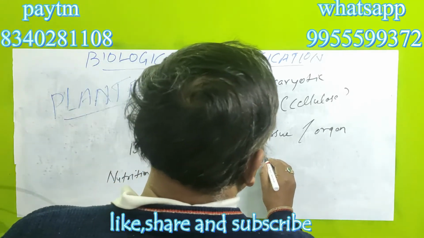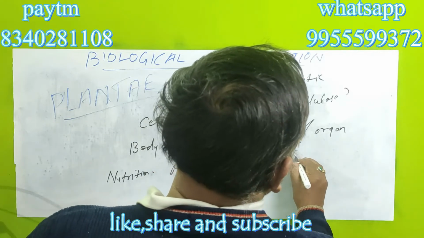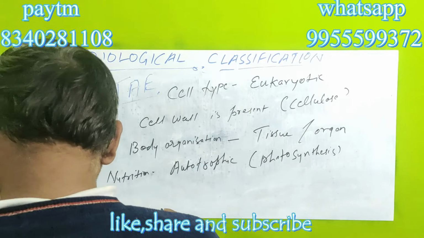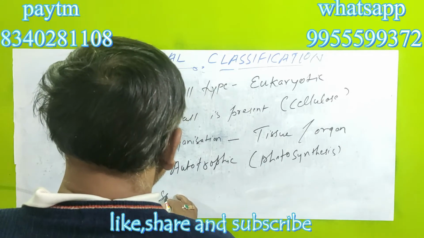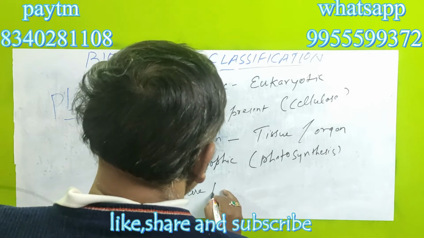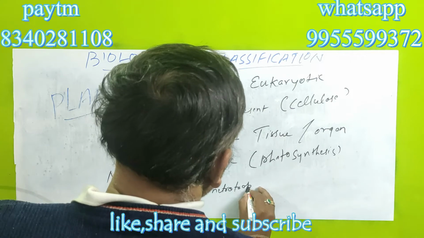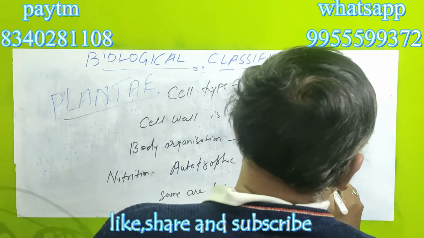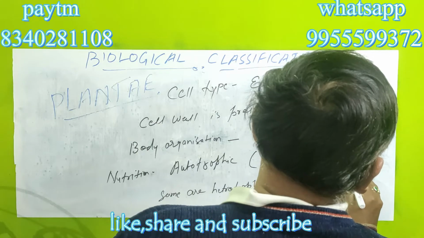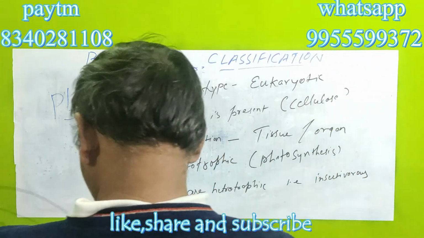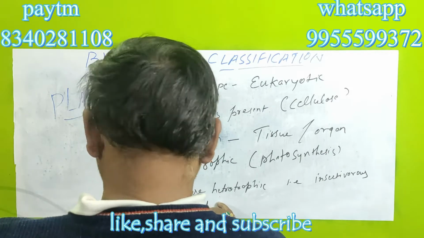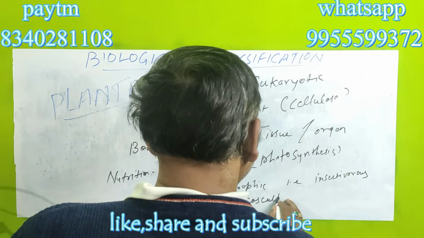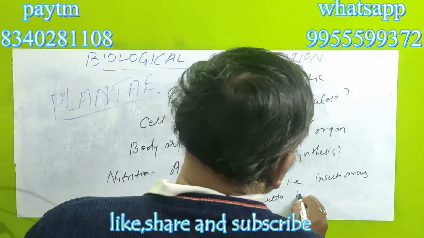That is, it can make its own food with the help of photosynthesis. But in this, some are heterotrophic, that is insectivorous plants and Cuscuta. That is a parasite.